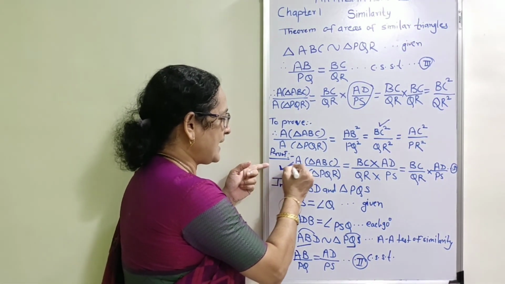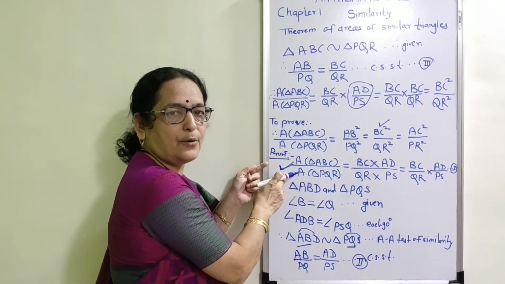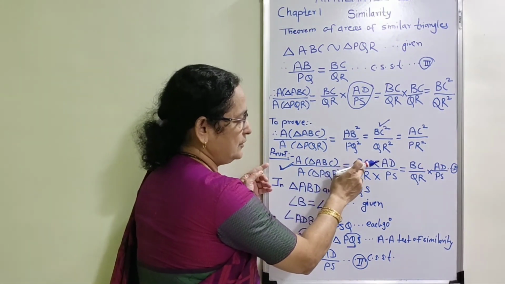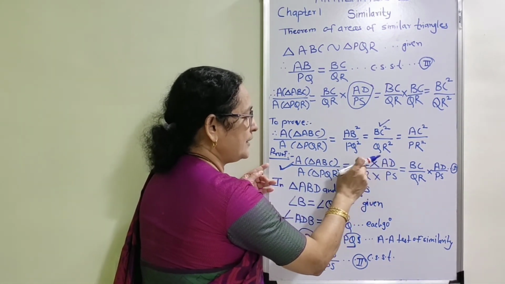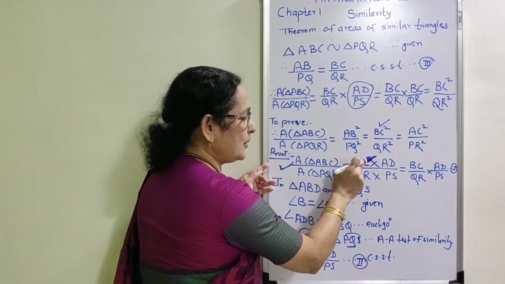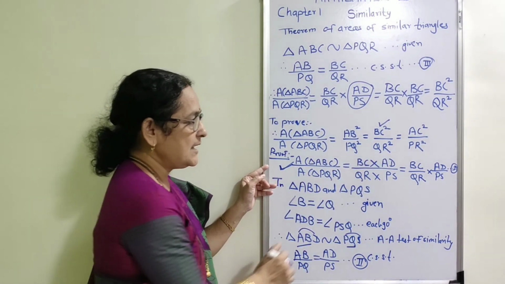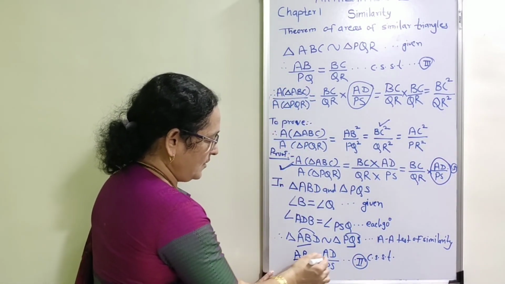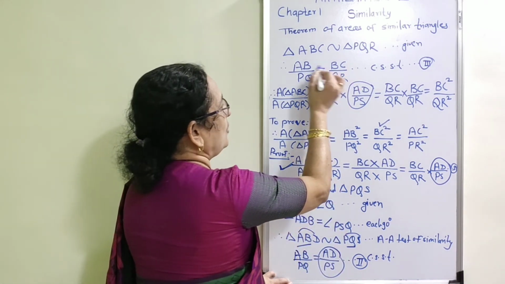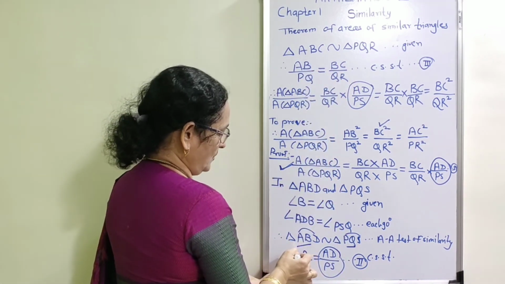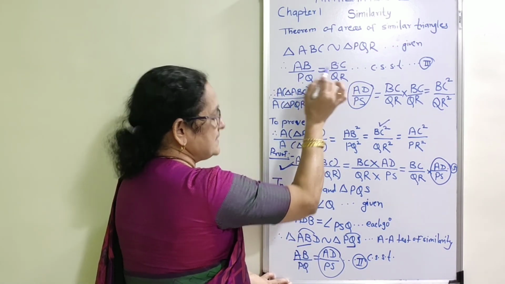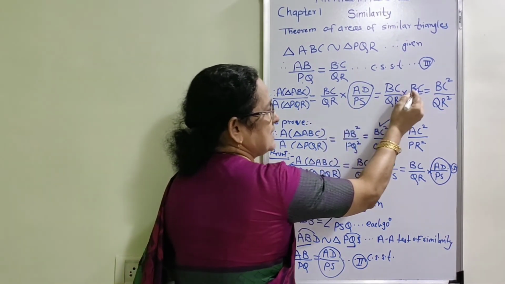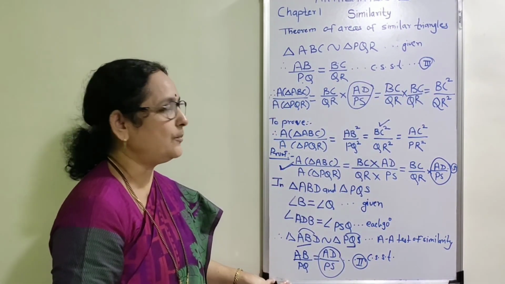Here in the first step I have used the first property from our first chapter, that the ratio of areas of two triangles is equal to the ratio of the product of their corresponding bases and heights. Here I have already proved that AD upon PS is equal to BC upon QR. Why? Since AD upon PS is common with BC upon QR and AB upon PQ, that's why in place of AD upon PS I have replaced it with BC upon QR.